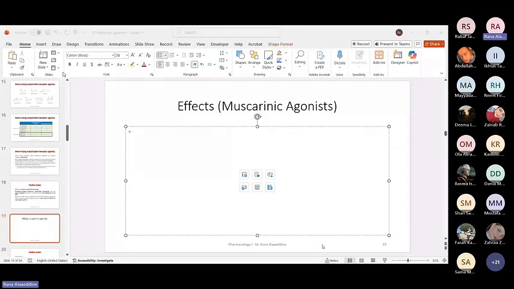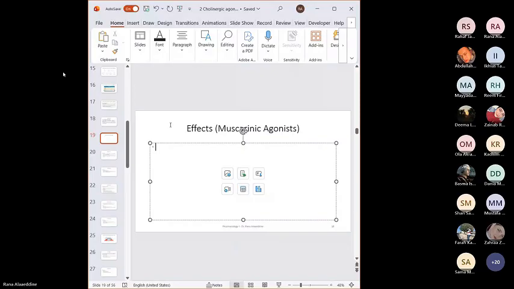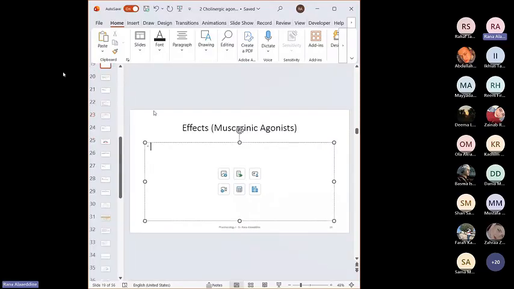Now, let us start by asking people, going one by one. So, I saw Abdullah, you were clapping. Can you help me out with the first one? What happens to the eye? Pupil. Miosis. Excellent. Miosis, that's right. All right, so what happens to the heart?